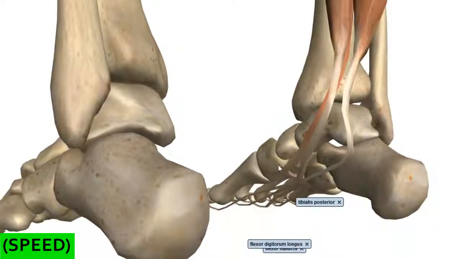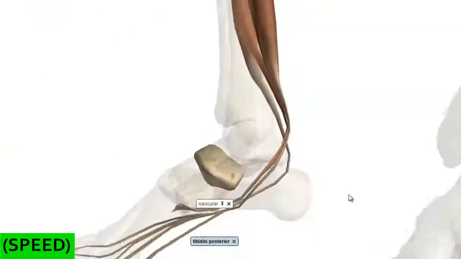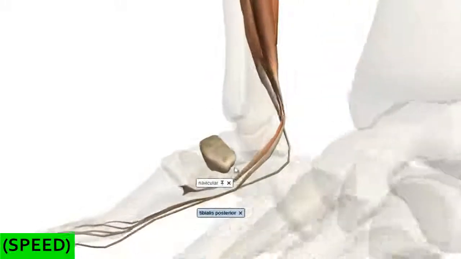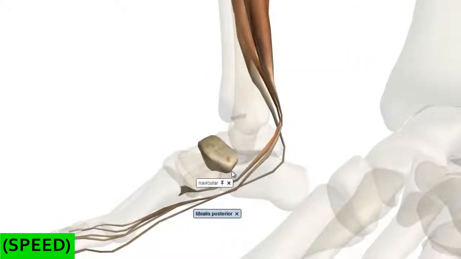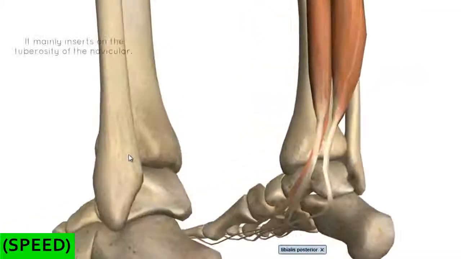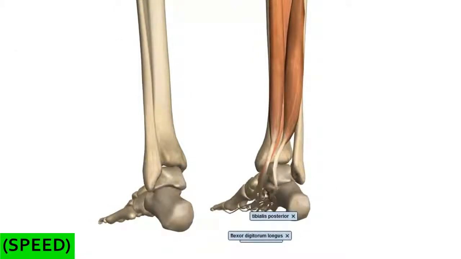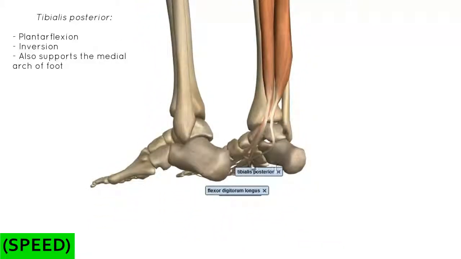So it inserts on the tuberosity of the navicular, and also on the medial cuneiform bone. If I just show you the navicular, this is this tarsal bone. So the tibialis posterior inserts onto the tuberosity of the navicular, and also the cuneiform bone. What this muscle does is that it plantar flexes the ankle joint, and it also inverts the foot, and it also supports the medial arch of the foot. So a few functions there.